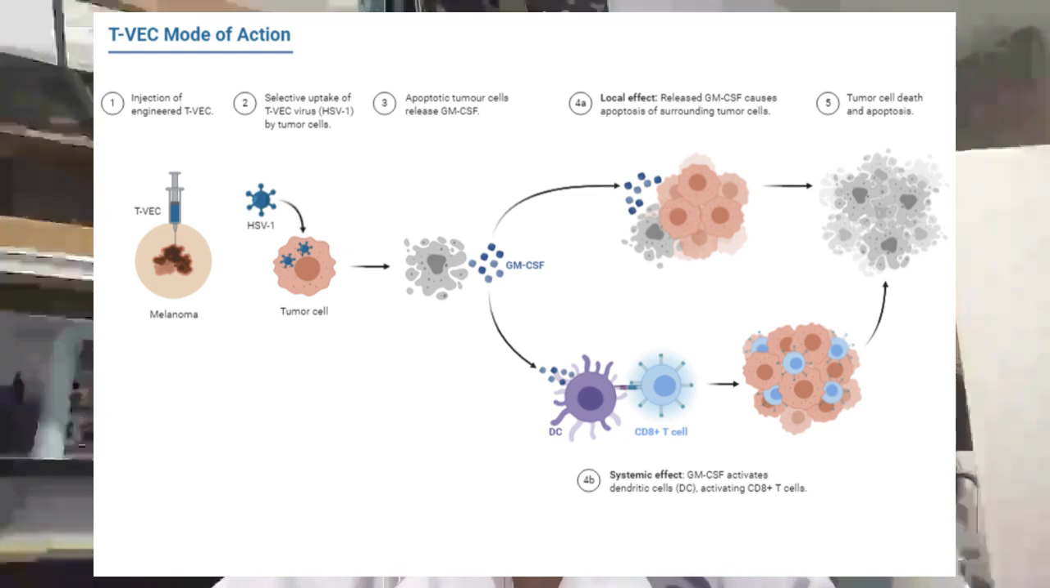Virotherapy has already been effective at treating certain types of cancer, such as metastatic melanoma, the most serious type of skin cancer. In 2015, the FDA approved the usage of a modified herpes simplex virus called TVEC in patients suffering from metastatic melanoma. TVEC, which is encoded with the GM-CSF gene, promotes the release of tumor antigens.